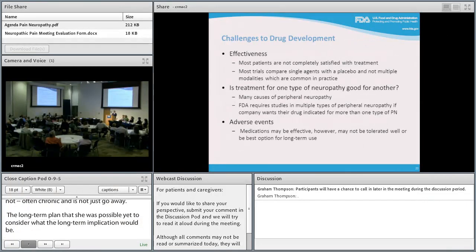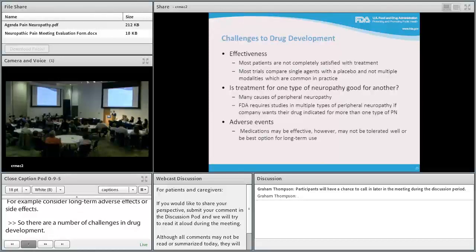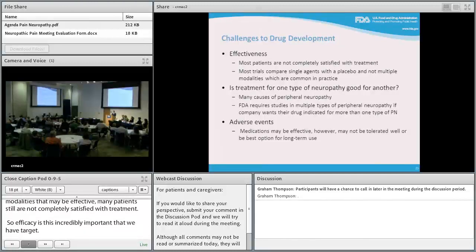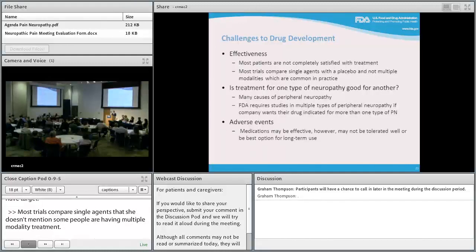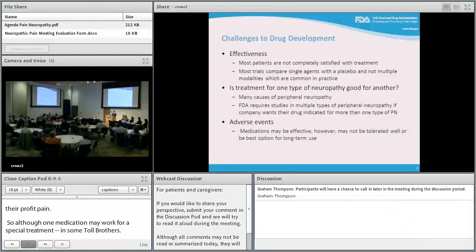So there are a number of challenges to drug development. Although we've talked about drugs being FDA approved in all sorts of modalities that may be effective, many patients still are not completely satisfied with treatment. So efficacy is incredibly important that we have to target. Most trials compare single agents. As I mentioned, some people are having multiple modalities of treatment. There's so many causes of neuropathic pain. So although one medication or one treatment might work for a specific type, does it work for others? And that has to be proven over time. And also medications have their side effects. So although a medication, for example, might be very effective, it may not be tolerated by that person or it may not be suitable long term.